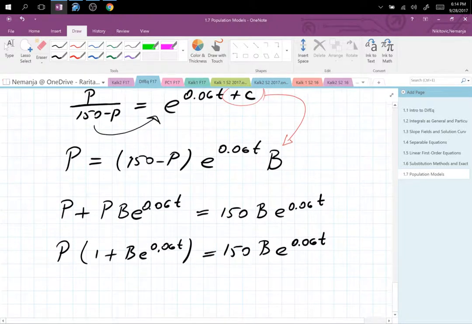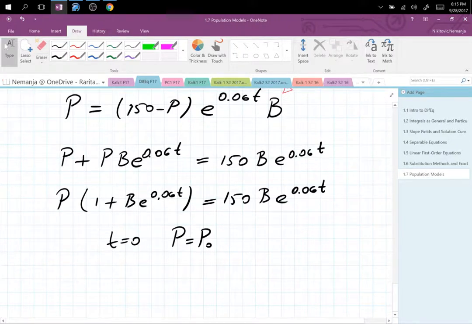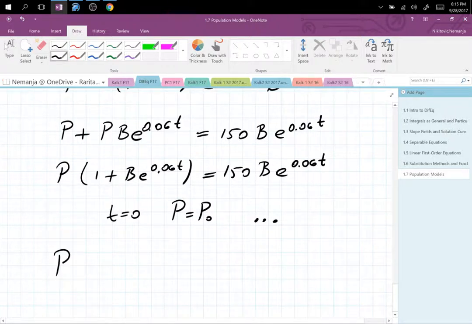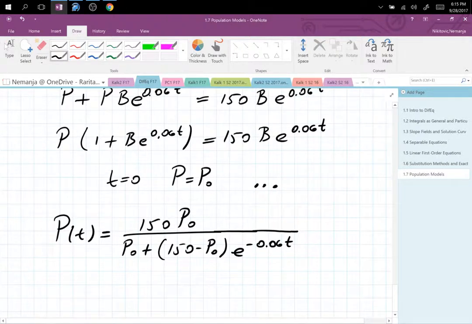And we also have, when t is equal to 0, P equals P0. So you can figure out the value for B. Plug everything in. The three dots mean skipping those steps, so I'm not writing arithmetic. Here's the logistic model: P of t equals 150 P0 divided by P0 plus (150 minus P0) e to the negative 0.06 t. This is the solution.